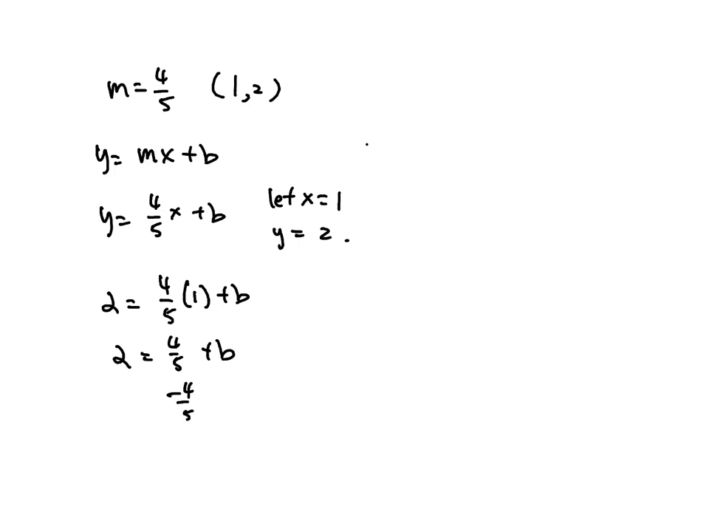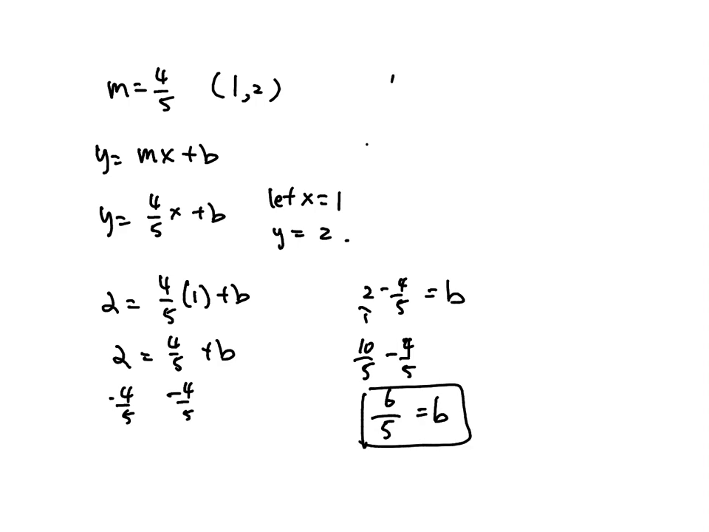Minus 4/5 on both sides. You get 2 minus 4/5 equals b. Common denominator, so this is 10 over 5 minus 4 over 5, which is 6 over 5. So our answer is going to be y equals 4/5 x plus 6 over 5.